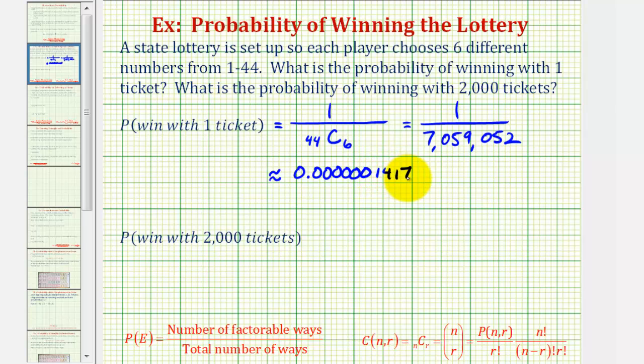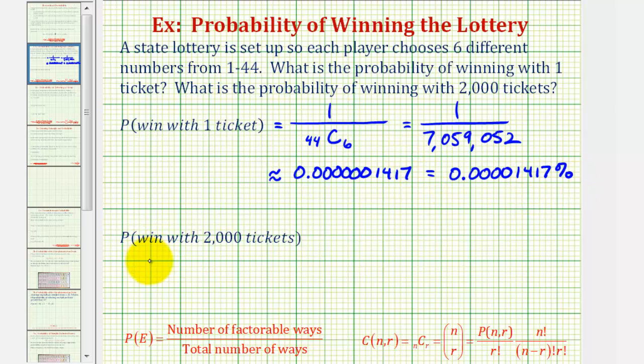To express this as a percentage, we would multiply by 100, which is the same as moving the decimal point to the right 2 places. So we'd have 0.00001417%. So you can see the probability of winning with one ticket is very, very small.